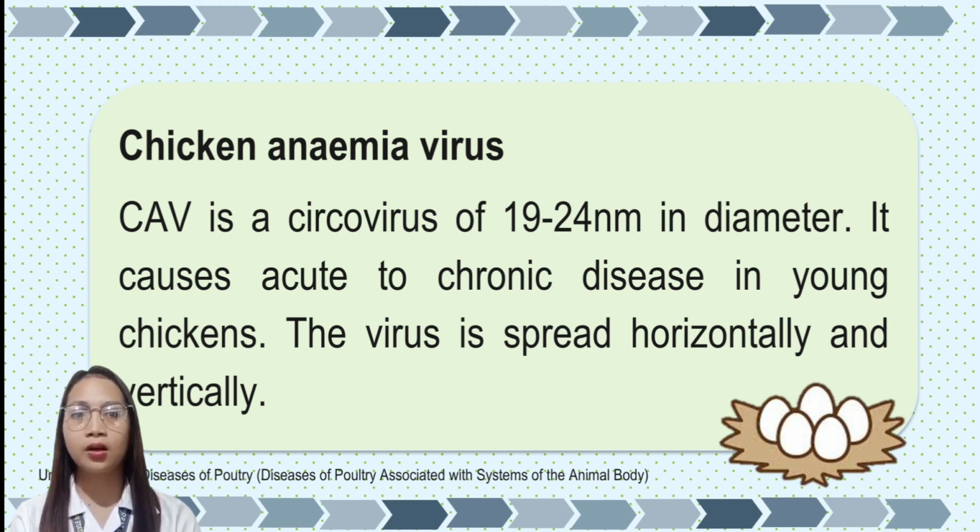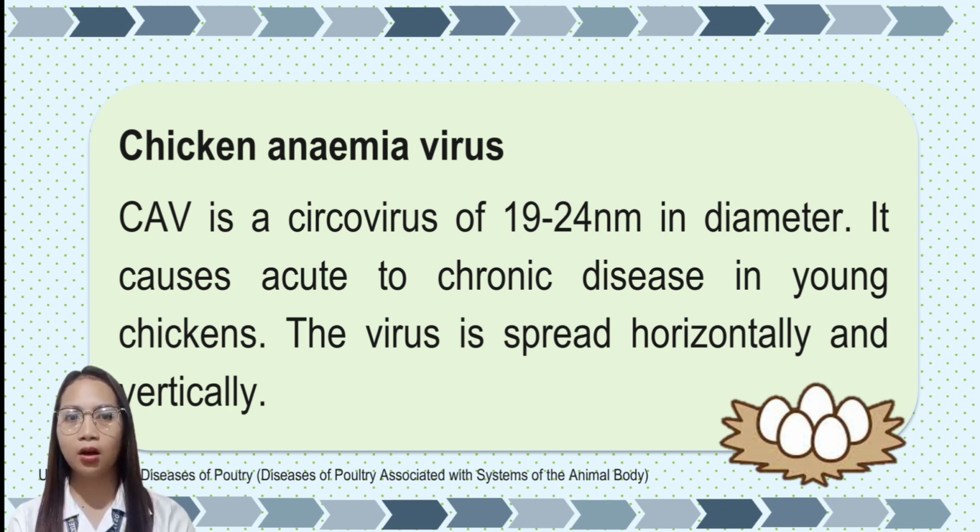Horizontal transmission of chicken anemia virus infection is by the fecal-oral route, perhaps by the respiratory route, and through infected feather follicle epithelium. Contaminated litter is a common source of introduction.